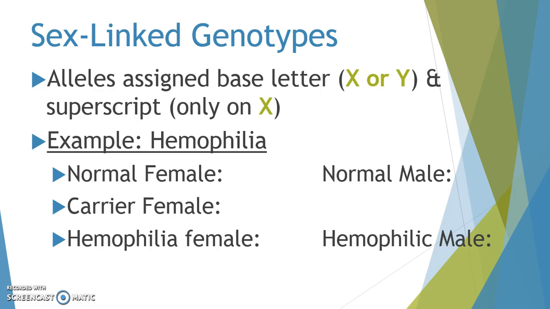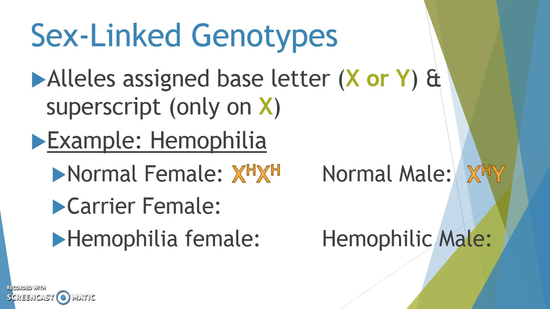So if you are looking at hemophilia as an example, a normal female is a description to say that you are homozygous dominant and female. Your genotype would be X capital H as a superscript, X capital H. A normal male would be X capital H Y. You never write the letter on the Y chromosome because that's not where sex-linked traits are found. Hemophilia is found on the X.